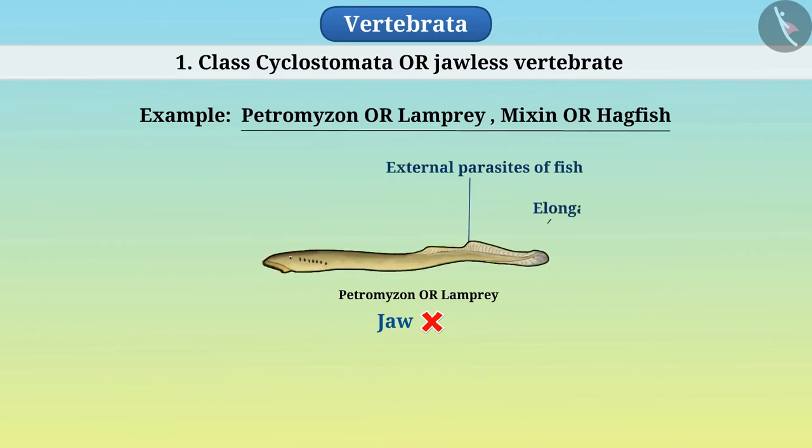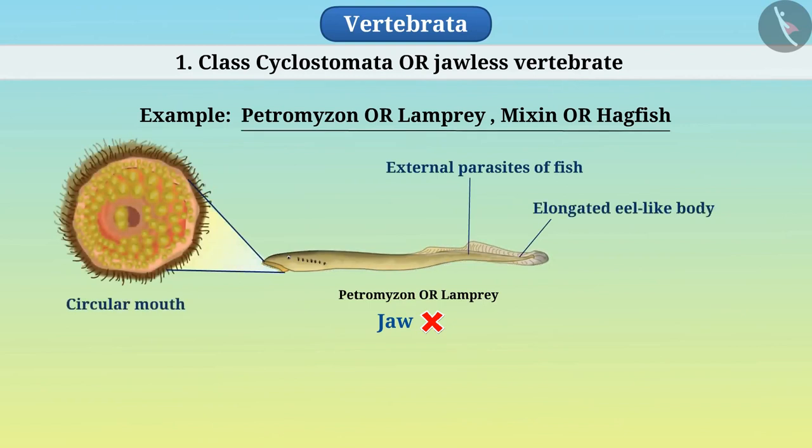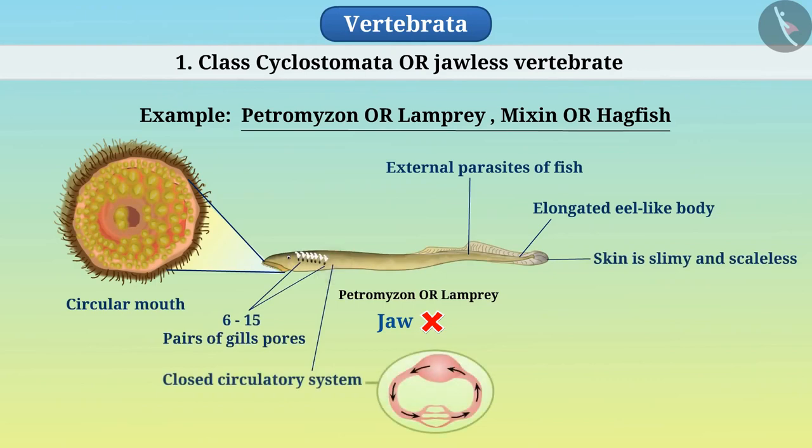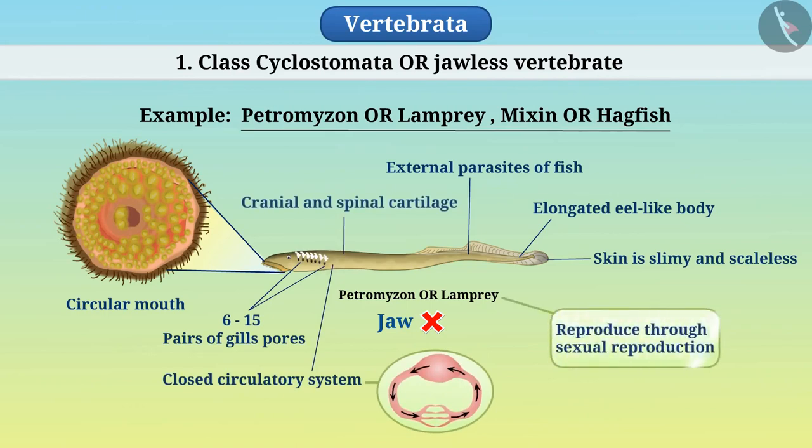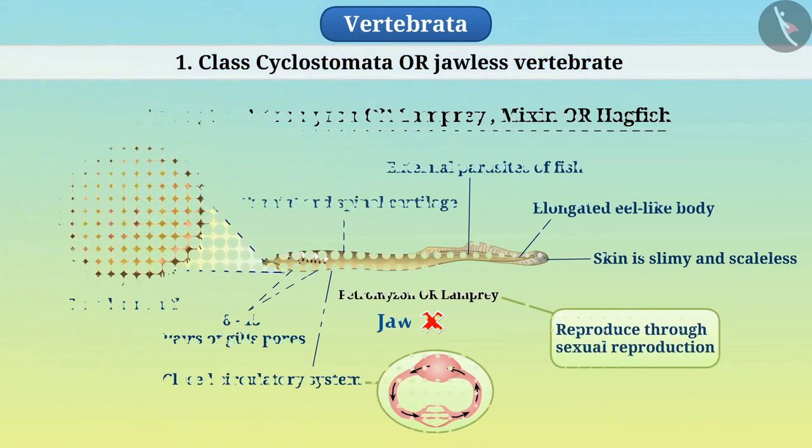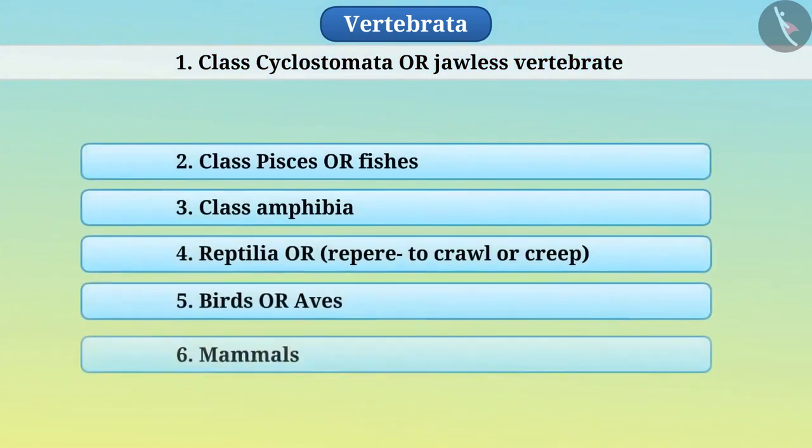They have an elongated eel-like body. The mouth is circular and the skin is slimy and scaleless. They have 6 to 15 pairs of gill slits for respiration and have a closed circulatory system. They have cranial and spinal cartilage. They reproduce through sexual reproduction. Except for cyclostomes, other vertebrates have jaw.